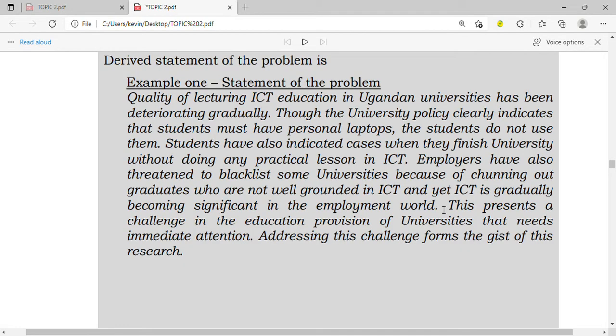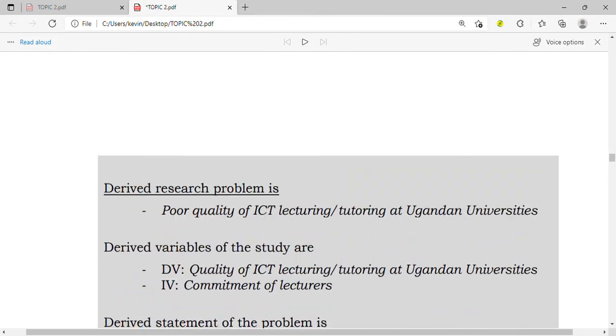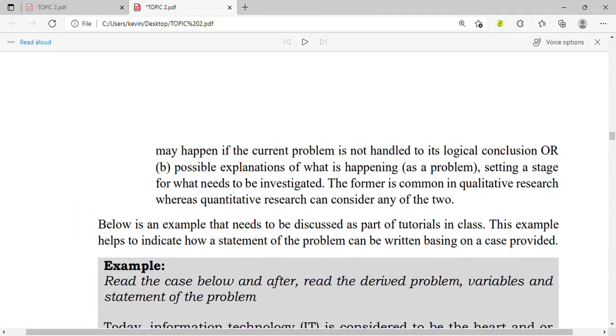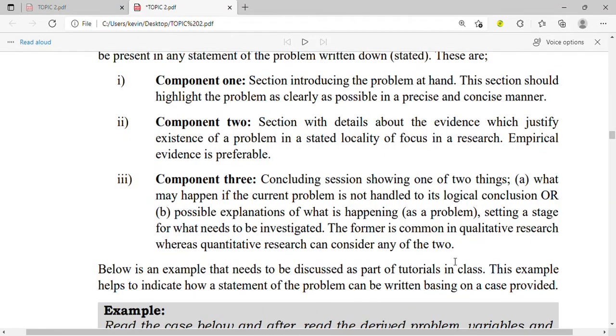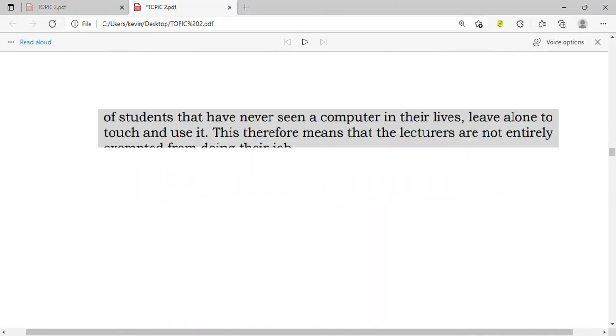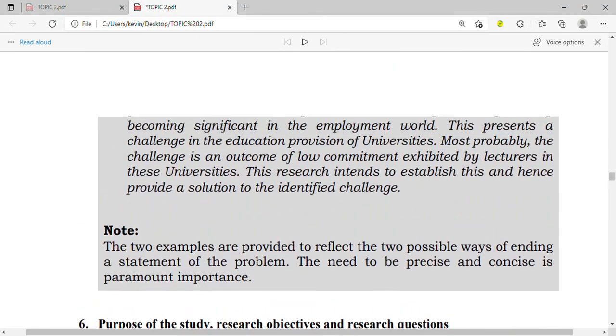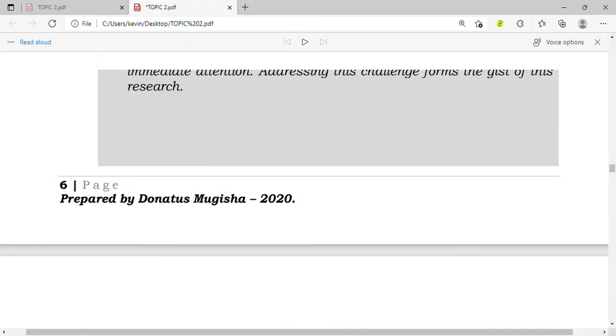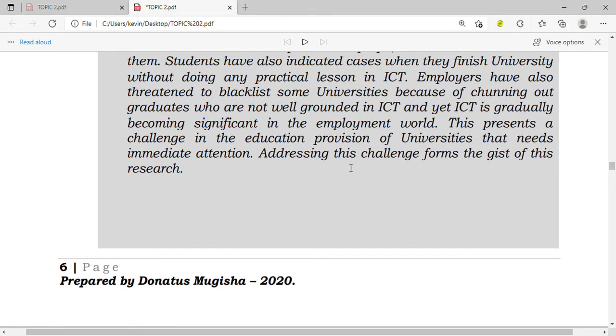Then another part is explaining possible explanations of what is happening. So we go to our statement of the problem. This represents a challenge in education provision of universities that needs immediate attention. Addressing this challenge forms the gist of this research.